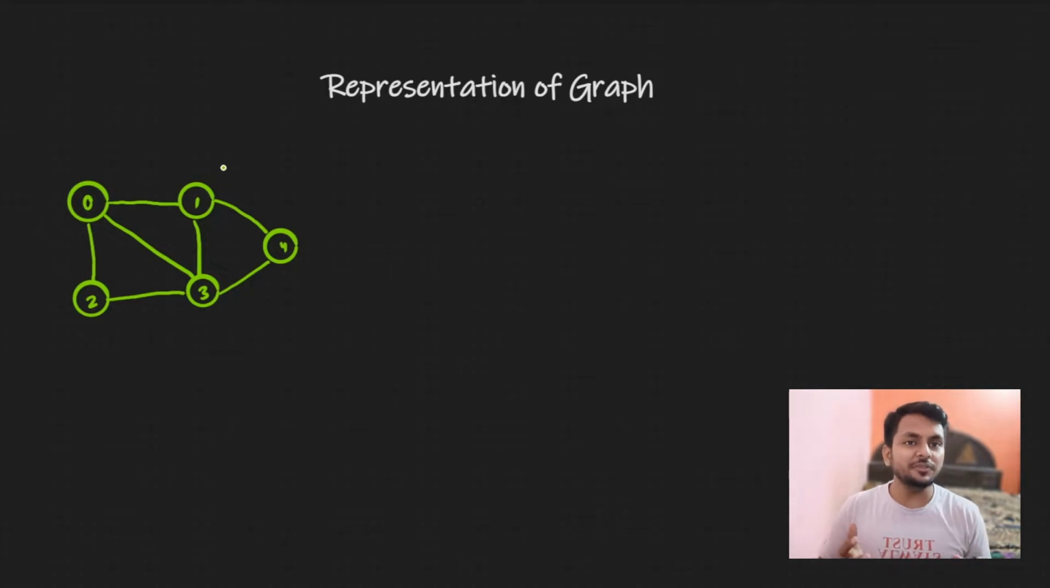So the very first way to represent our graph is using an adjacency matrix. So what is an adjacency matrix? It is a simple matrix which shows whether there is an edge between two objects or not. Let's understand how to represent this.